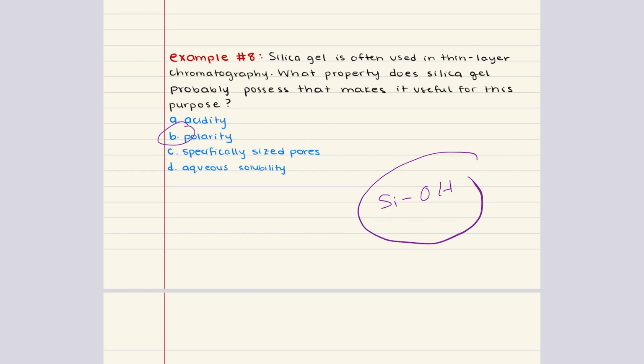C says specifically sized pores. That matters in size exclusion chromatography, but not in thin layer chromatography. And D says aqueous solubility. Silica gel is not water soluble, and in fact, it's used precisely because it's solid and stable. So once again, problem 8 is B.